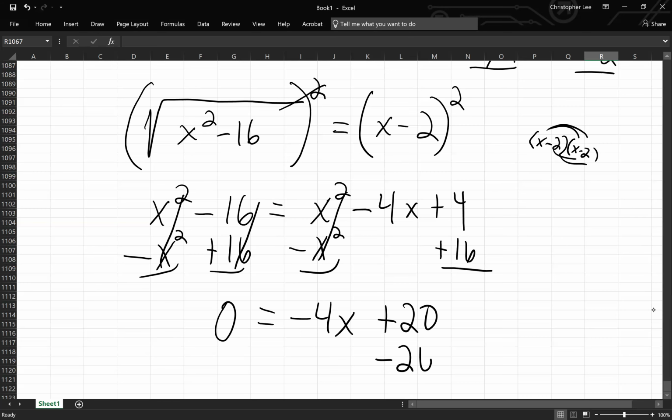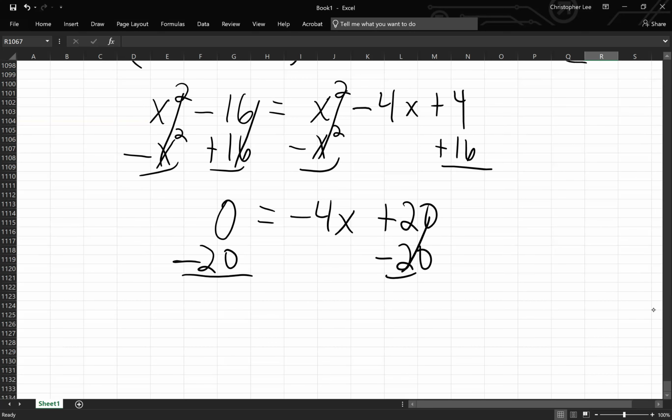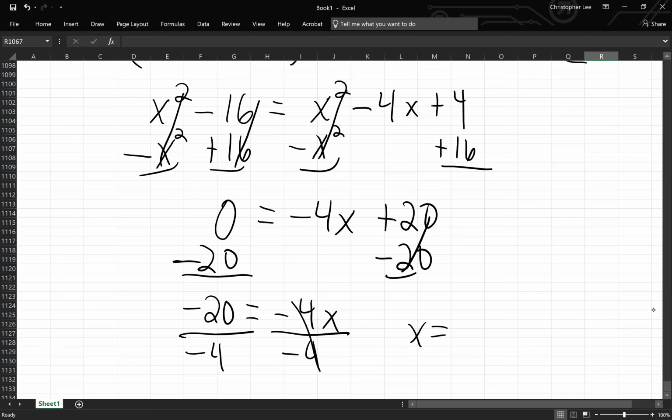I'm going to subtract 20 from over here. What I do to one side, I got to do to the other. So now I have negative 20 is equal to negative 4x divided by negative 4. I do to one side, do to the other. I have x. Final answer, x is equal to 5, right?